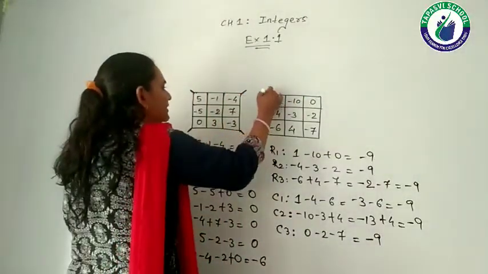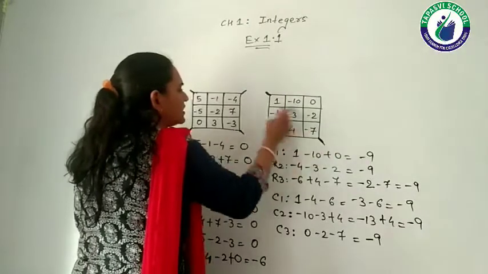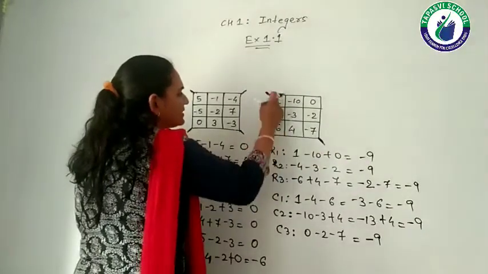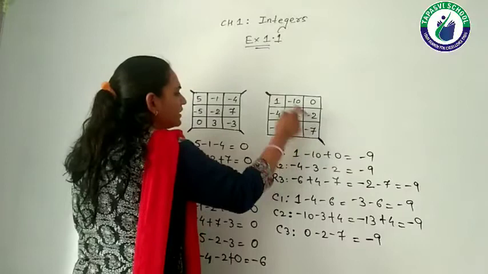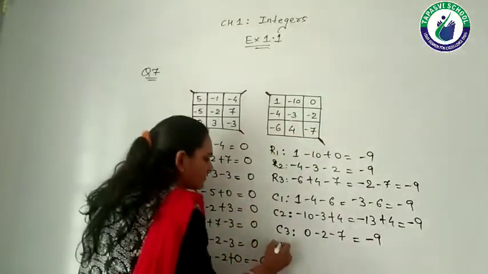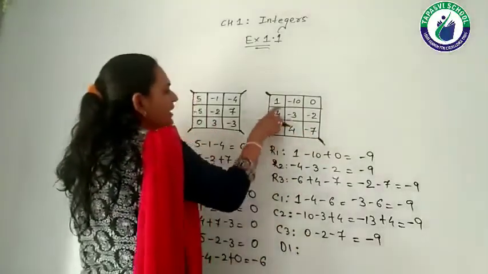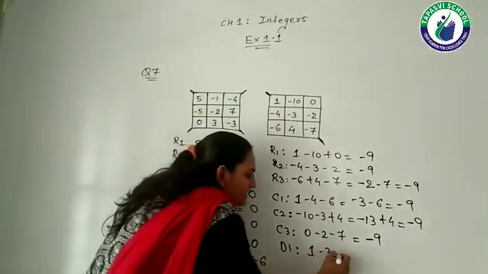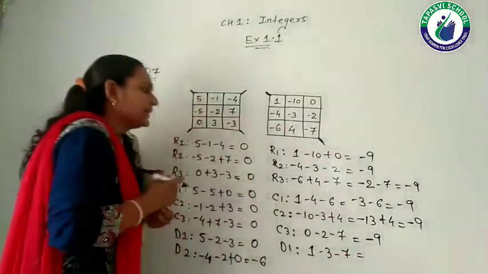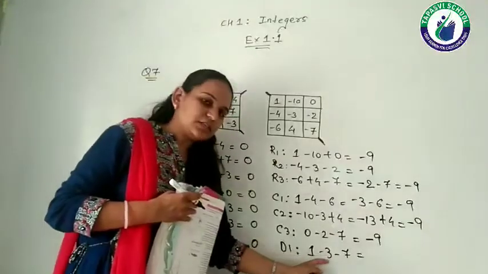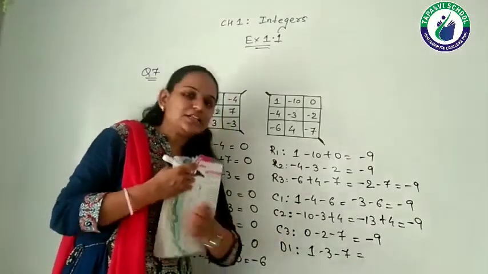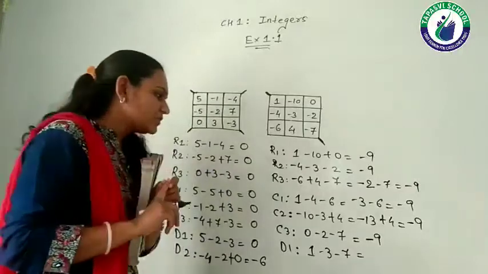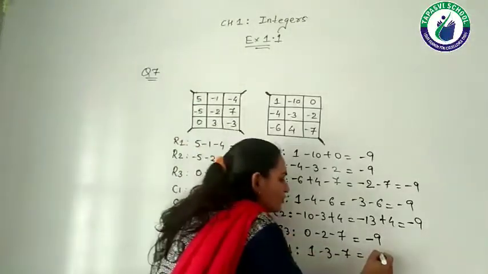Now first I am taking this diagonal. So 1, -3 and -7, that means this one. I am going to take this one, the diagonal. So 1, -3 and -7. Right? 1 and -3. 1 is a positive, 3 is a negative. So we'll be subtracting. So 3 minus 1 becomes 2.